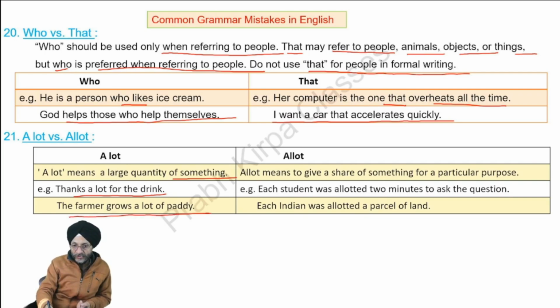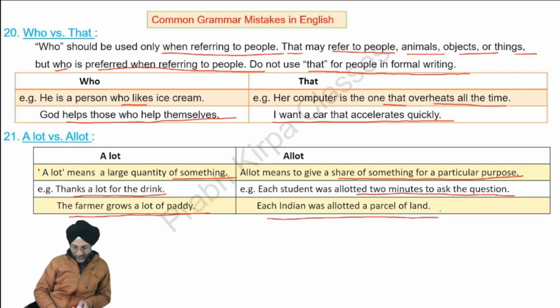Allot means to give some share of something for a particular purpose. For example, each student was allotted 2 minutes to ask the question. Each Indian was allotted a parcel of land.